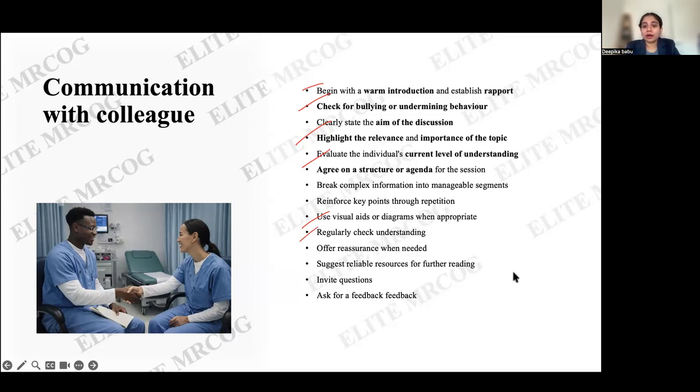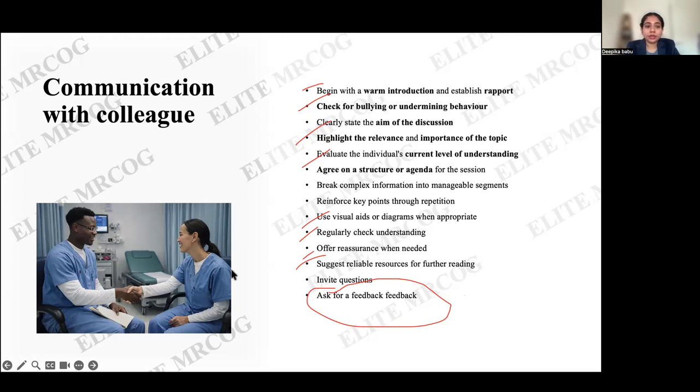And regularly check their understanding. Are you with me so far? Okay, do you want to know what else you want to know? Okay, ask them to repeat a few things and suggest reliable resources, which you did. That is, giving them some links, some resource materials or talks, things like that, wherever it is important. And ask for feedback in the end. Okay, how did they find the session? That is the feedback on your teaching. That also is something you have to do.